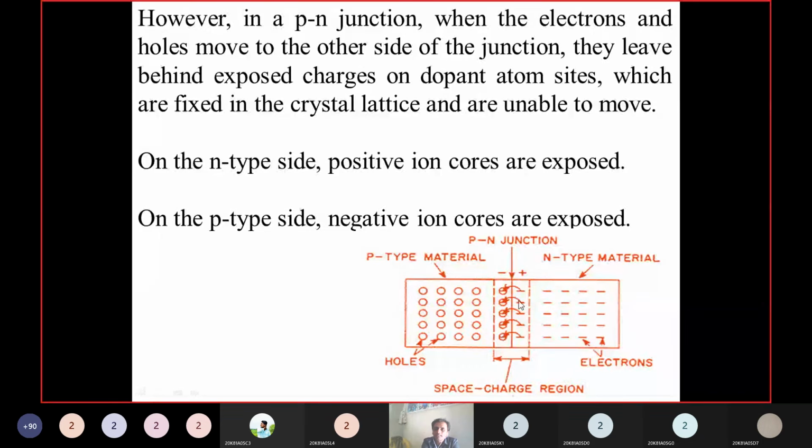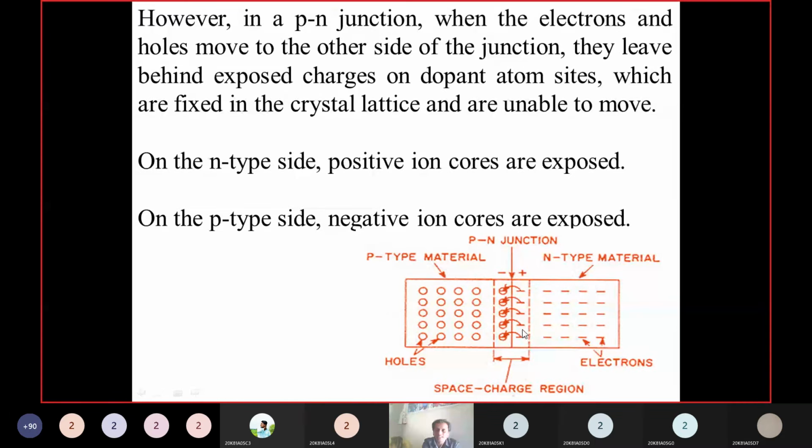On the N side, positive ion cores are exposed. See here, on the N side the positive ion core is exposed, because if an electron is leaving, opposite charge is developed in the crystal lattice, and that charge doesn't move. So positive charge will be developed here. Similarly, in the P region, the negative ion core is exposed, which means negative charge is developed.